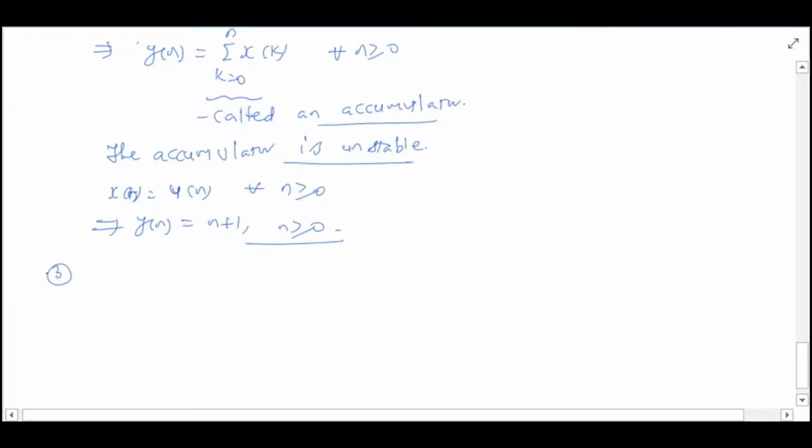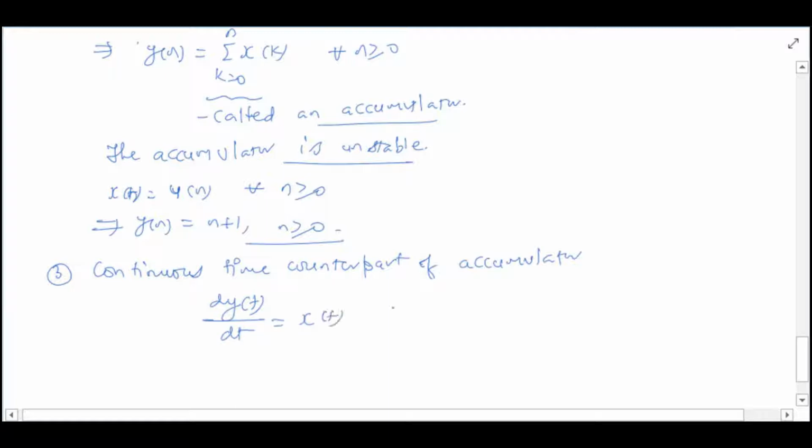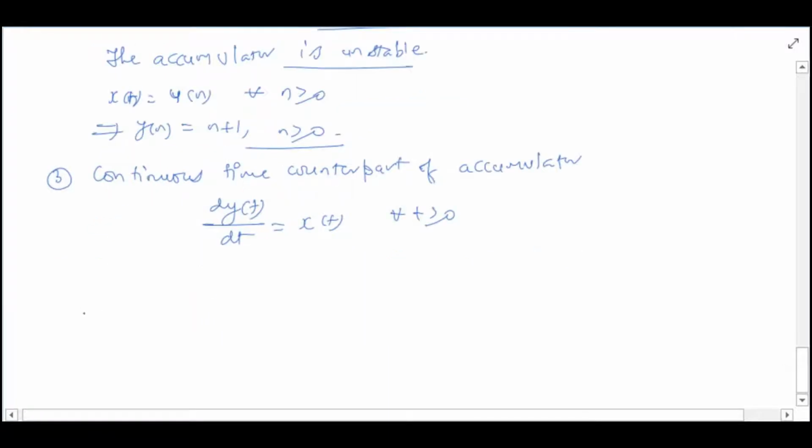What is the continuous time counterpart of accumulator? The continuous time counterpart, or analog, of accumulator is called integrator, and it's described by the following differential equation. Like the accumulator, this is also unstable. For instance, we can set x(t) to be the unit step function and observe that y(t) grows unboundedly.